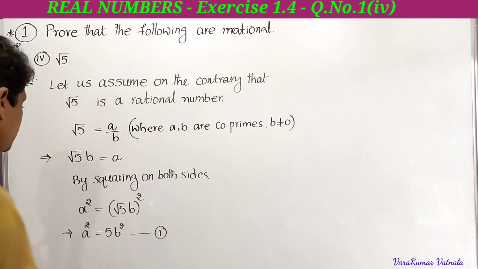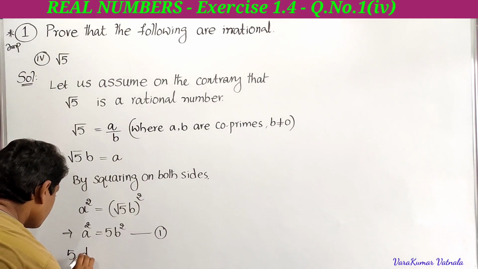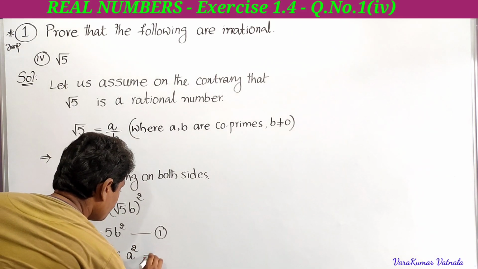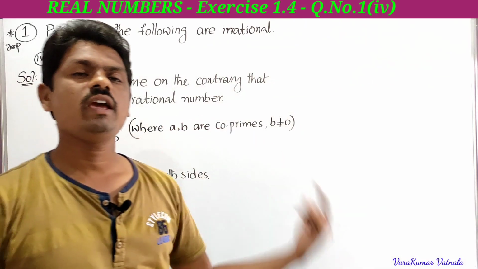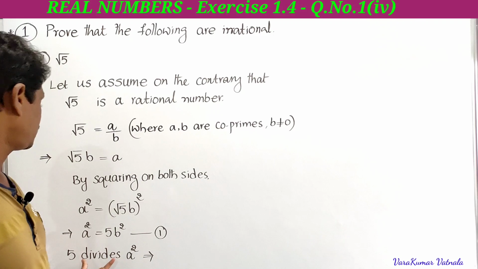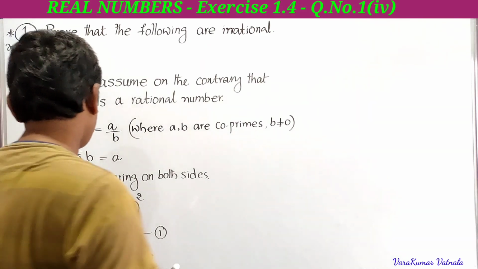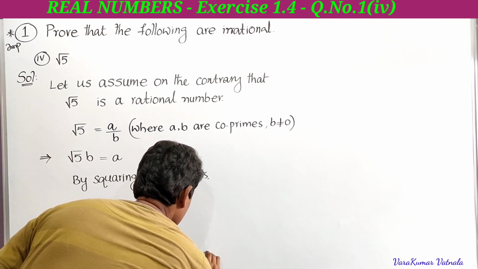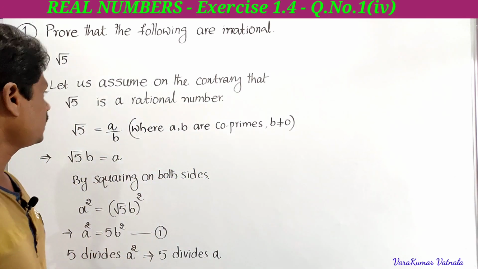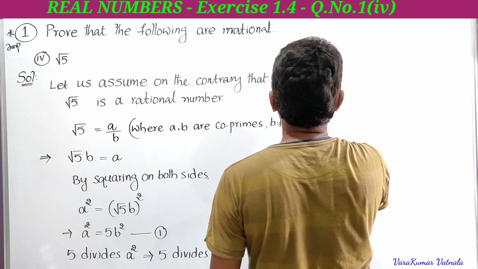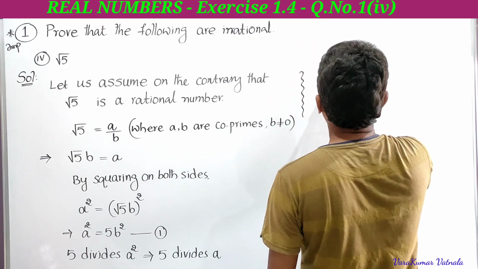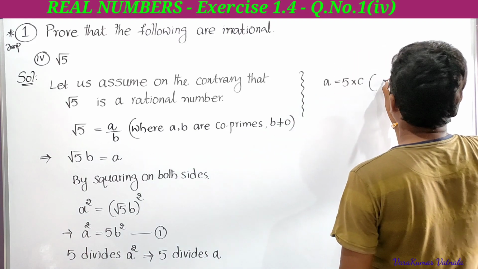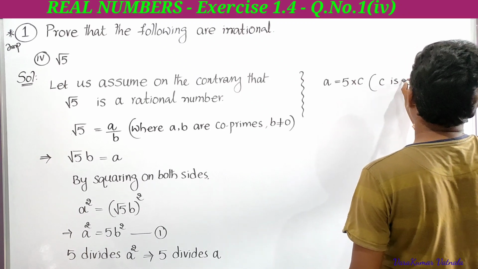So we can say that 5 divides a square. If 5 divides a square, then 5 divides a also. We have a proven statement, using which we can say if 5 divides a square, then 5 divides a also. So 5 divides a. If 5 divides a, then a can be written in the form 5 into some integer c, where c is an integer.